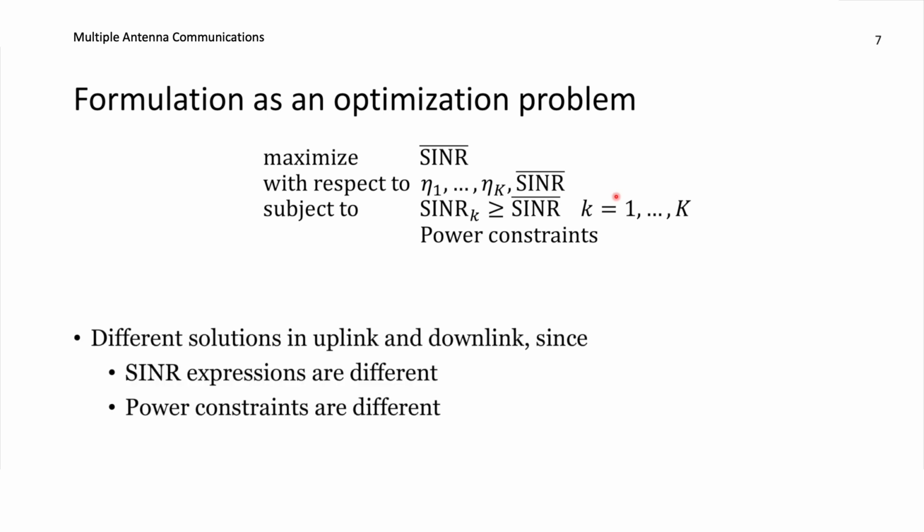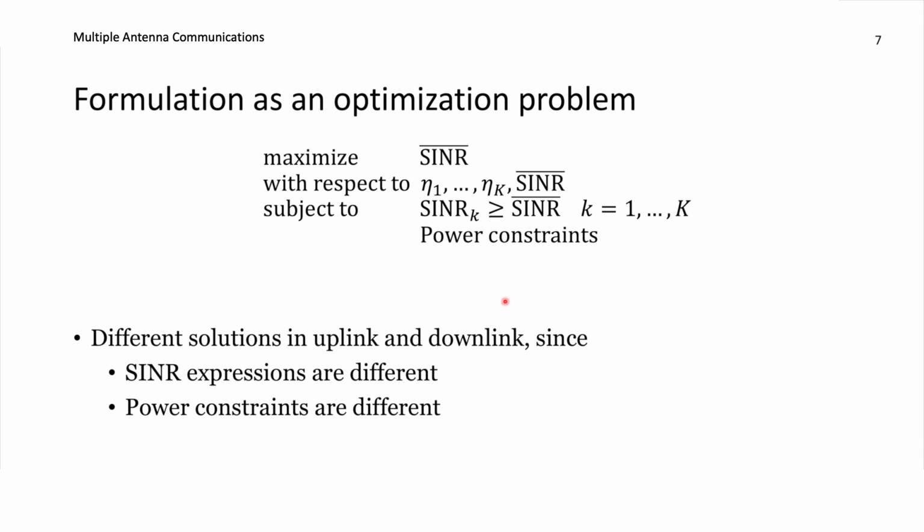However, we get different solutions in the uplink and the downlink because of the SINR expression being different. So we have A and B that are different, and they're also dependent in different ways on the different parameters we're having, and also the power constraints are different. So I will cover the uplink and the downlink separately.